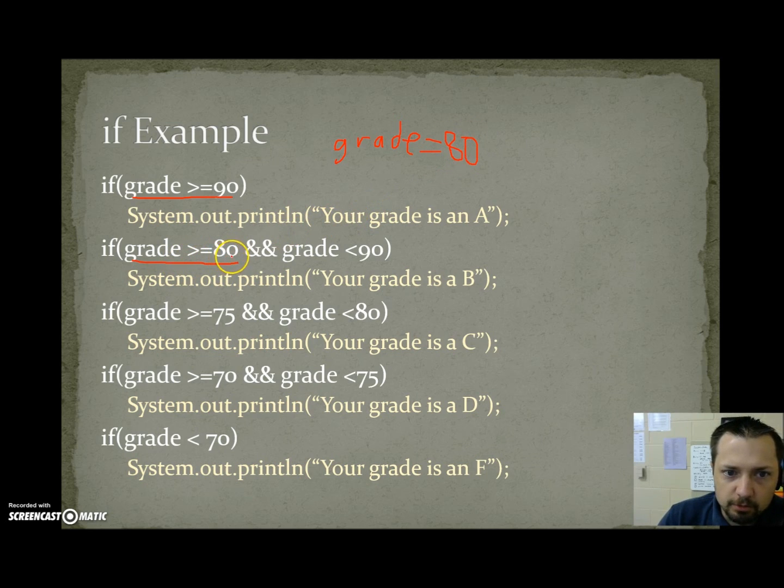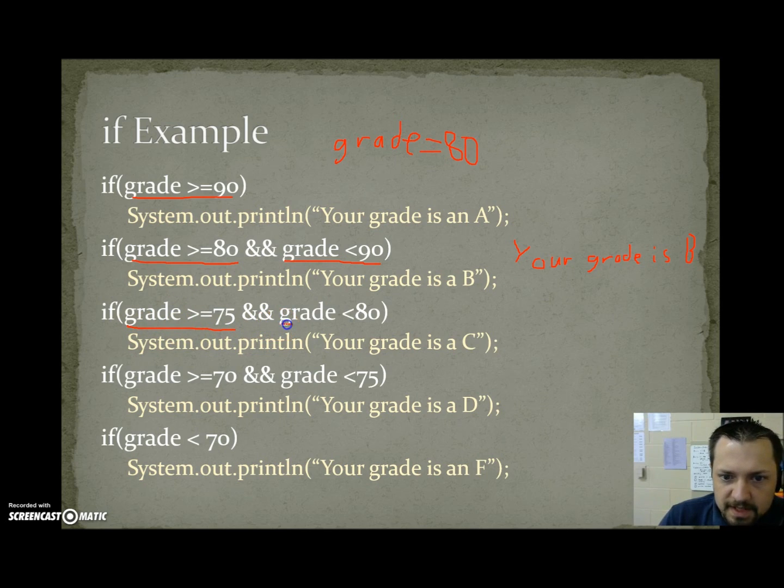80 is bigger than or equal to 80. Is it also less than 90? Yes. So we get true and true, making true. So we would print your grade is B. Now when we get to the next one, is 80 bigger than or equal to 75?